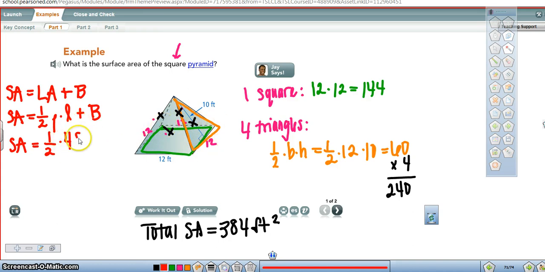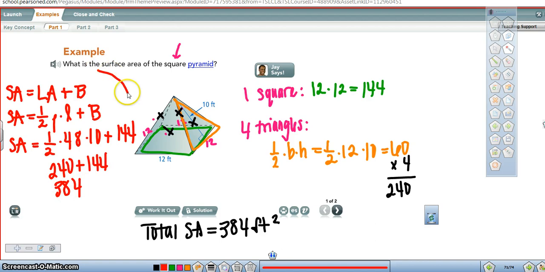That's 48 times the slant height, which we see is 10, plus the area of 1 base, which we decided that square base was 144. Half of 48 is 24, times 10 is 240, plus 144 also is 384.